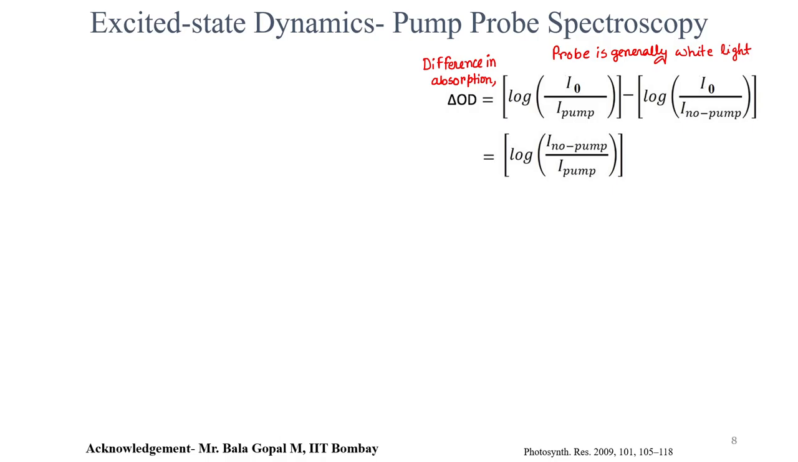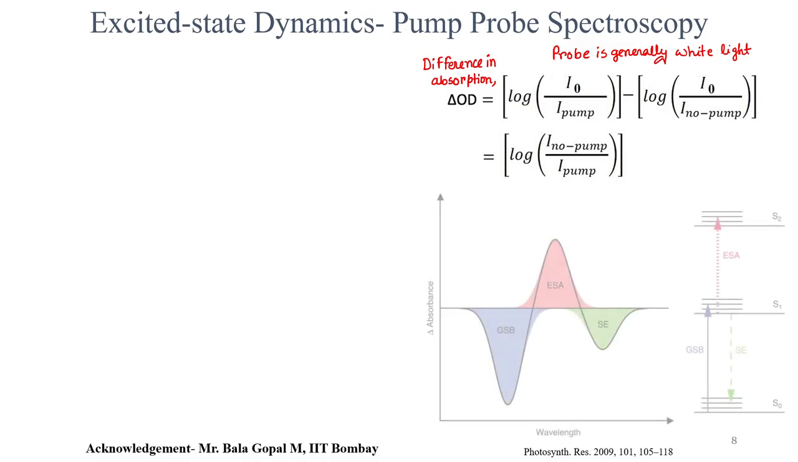Now, whatever detection is being done is of the probe light. So log of I0 by I pump minus log of I0 by I no pump, which eventually leads to log of I no pump by I pump. Okay, I hope this part is clear.